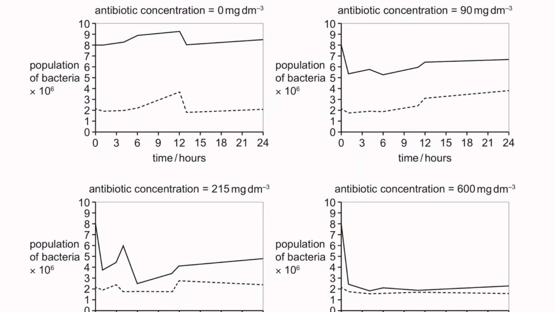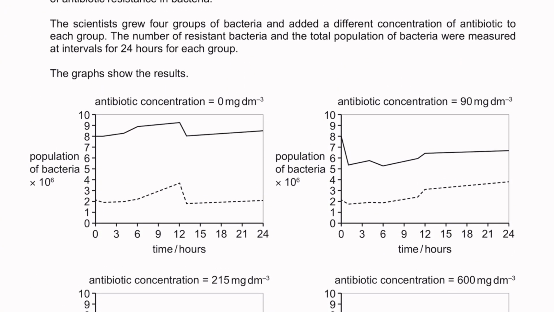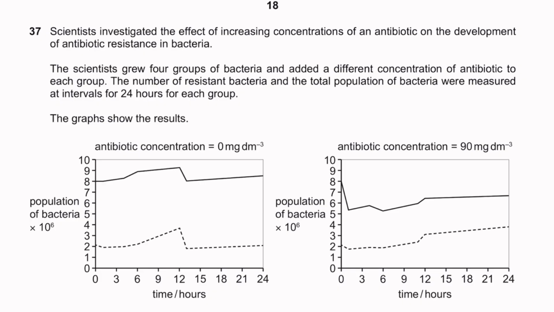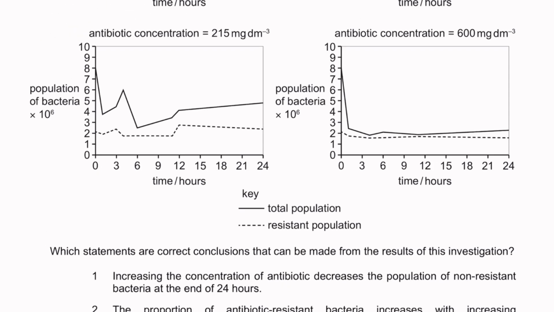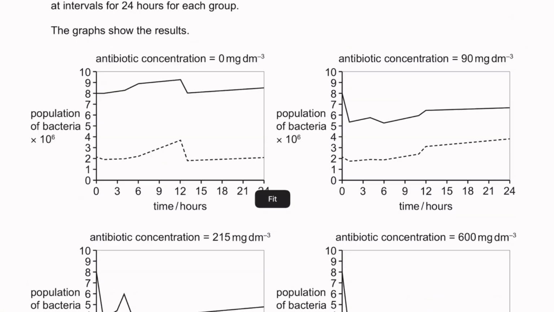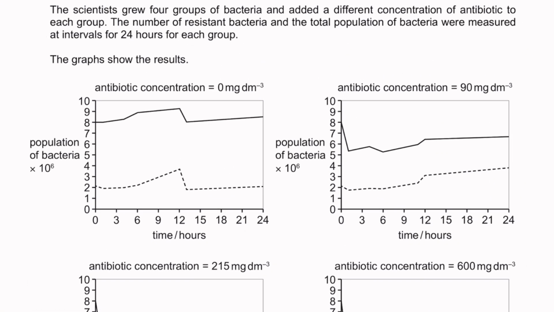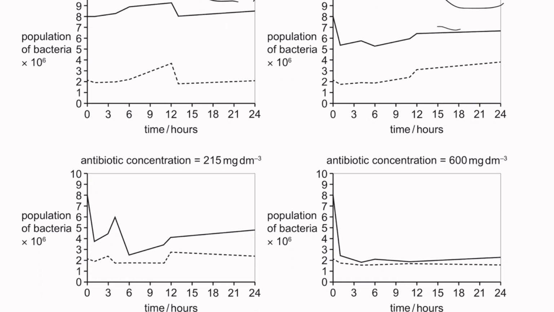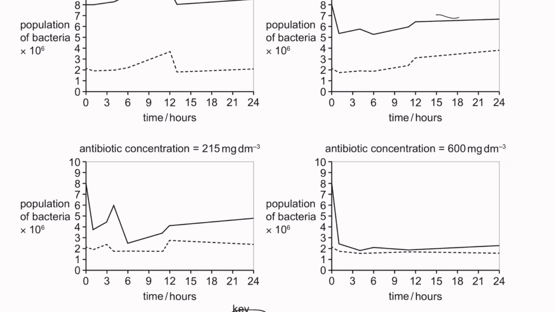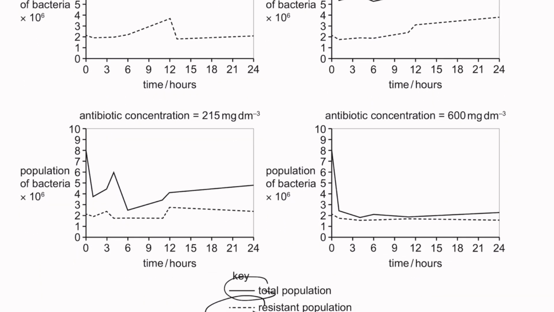You could see the population of bacteria in the beginning was actually quite high. The dotted line represents the resistant population, and this one represents the total population. So you could see only a small percentage of the total population is resistant, which is the dotted line, and the total population is quite high in general. That's when it's at 0. But once you increase the concentration just a little bit, you decrease the population of bacteria and increase the percentage that is resistant, and then increase it even more, decrease the population further, and increase the percentage that's resistant, and then increase it further.